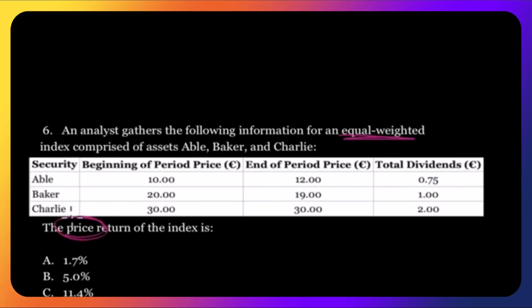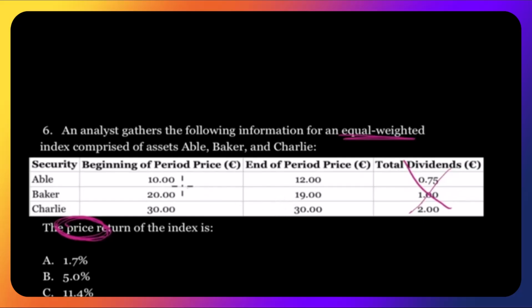Make sure you circle it big: price return. I'm looking for price return, which means I'm not going to consider income. I don't even care about this last column. You're going to fall into that trap, because if you calculate it with this, one of these answers will be right. You will get 11.4% on a total return. There it is. That will be the wrong answer. We only want a price return.